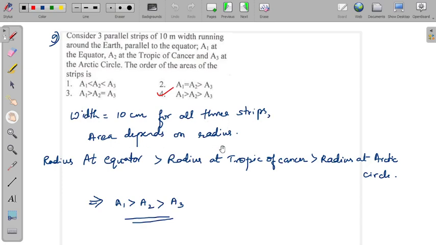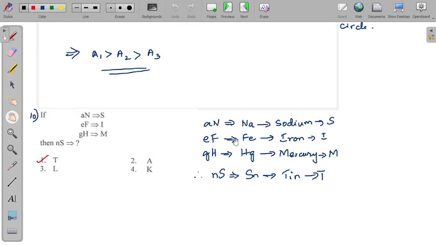Area depends completely on the radius. The radius at the equator is bigger than the radius at the Tropic of Cancer, which is bigger than at the Arctic Circle. So directly you can say area is directly proportional to radius, meaning the area at the equator is more than the area at the Tropic of Cancer, which is more than the area at the Arctic Circle. So the answer will be the fourth option.